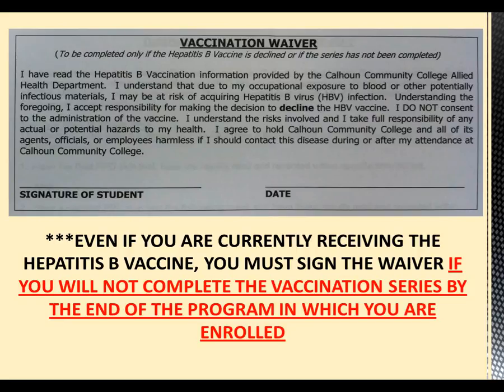This vaccination takes some time to get done. You get the first one done usually while you're there at the office, or sometimes they have to order the vaccination series to be able to administer it to you. The second one is done at 3 months, and the third one is done at 6 months. Most of us who are in the program, if you're just now starting these series, you will need to sign the vaccination waiver, even though you're receiving the vaccine at this time.